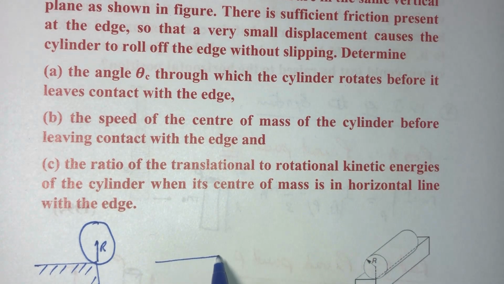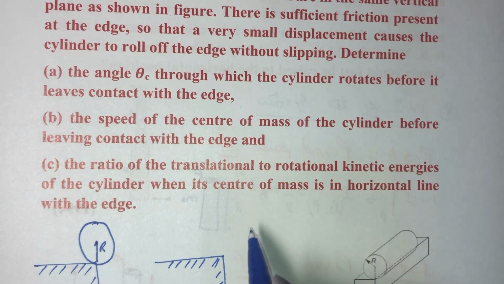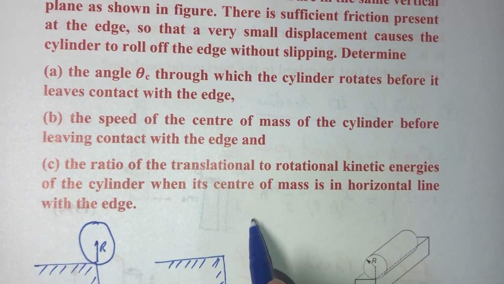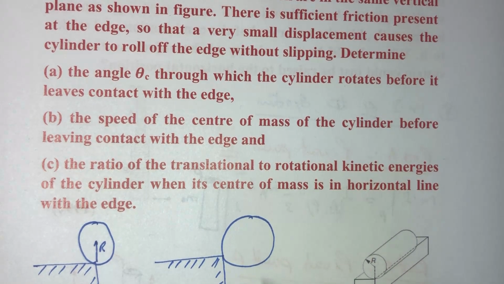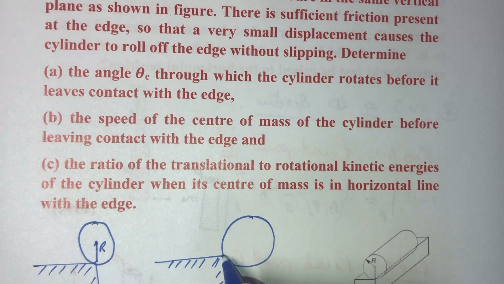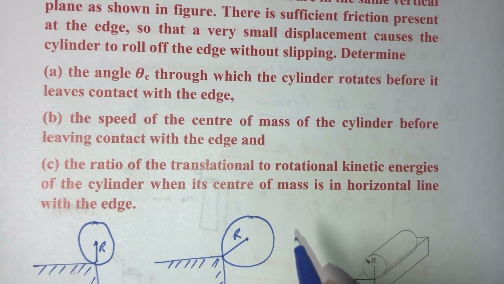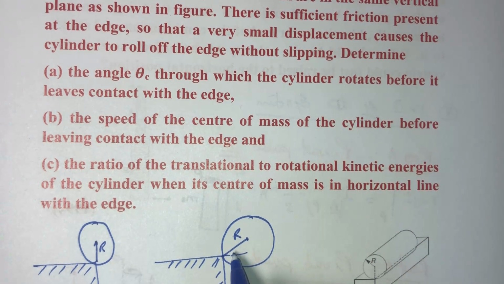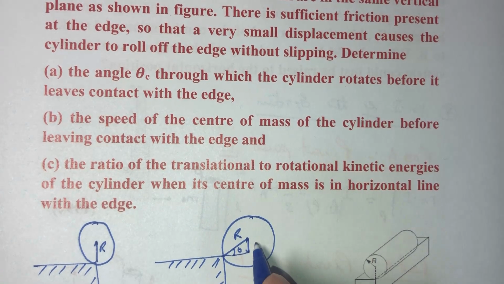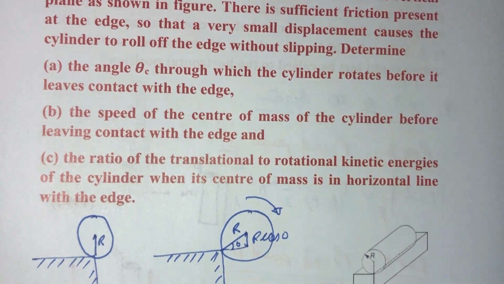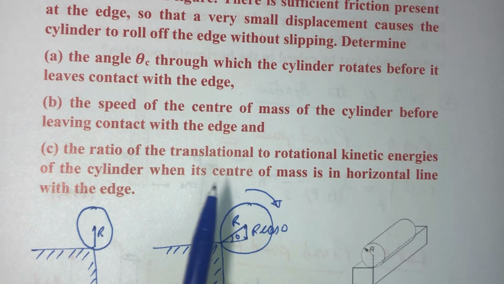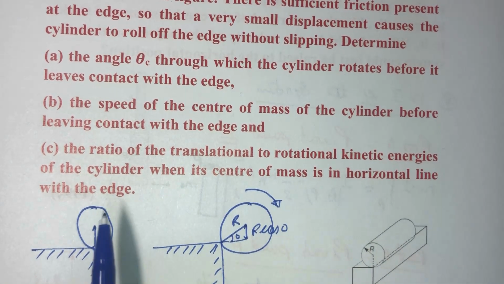So let us denote. Now we have the cylinder which is about to roll off this edge, and this is our radius, and let us suppose this is our theta. So we can find out that this will be equal to r cos of theta. So it is rolling in this direction, and finally we are going to find out when its center of mass is in the horizontal line of the edge.